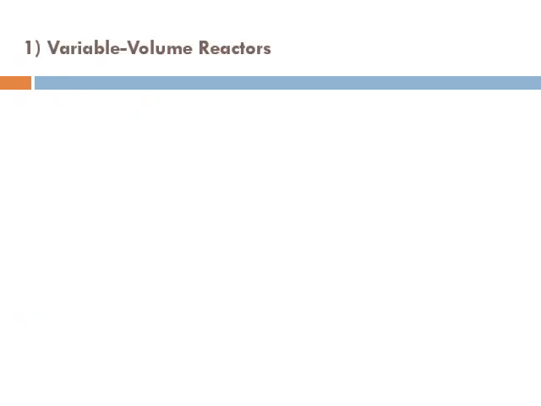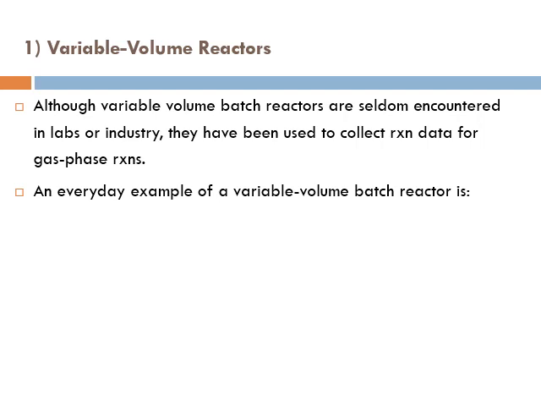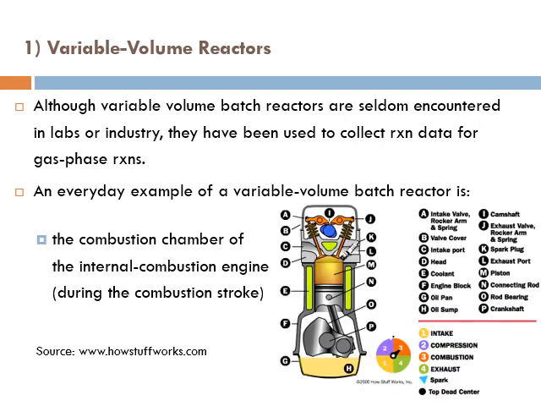Okay, let's start with variable volume reactors. Although variable volume batch reactors are seldom encountered in labs or industry, they have been used to collect reaction data for gas phase reactions. An everyday example of a variable volume batch reactor is your car engine, or the combustion chamber of an internal combustion engine. So basically you have here a four-stroke engine. During the combustion stroke, you have a chemical reaction and the cylinder is a closed system, but the piston is moving down. Therefore, the volume of the reaction mixture is changing. So you have a variable volume reactor.